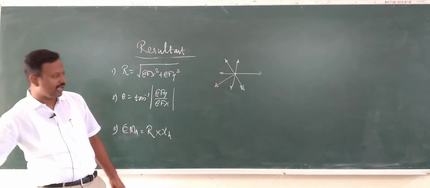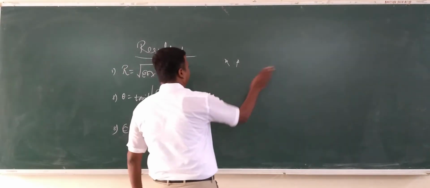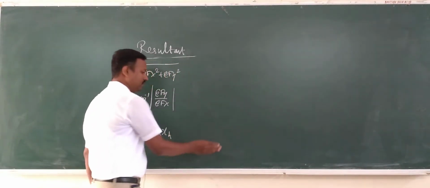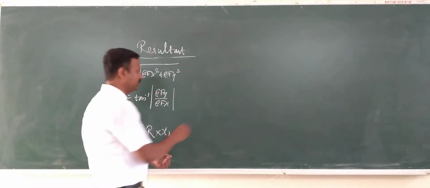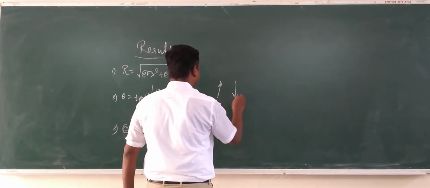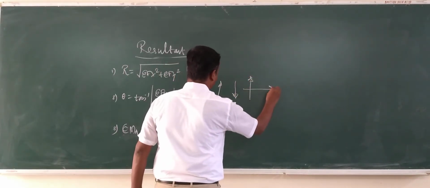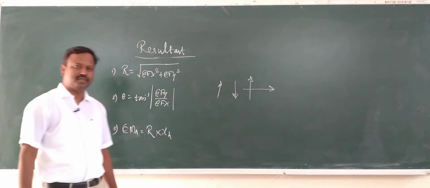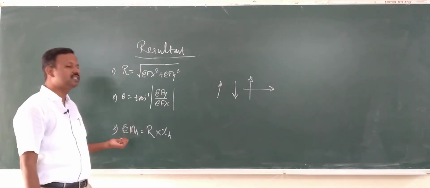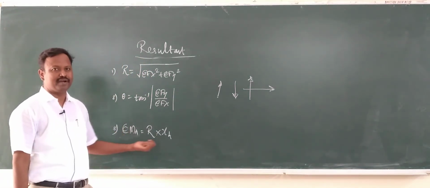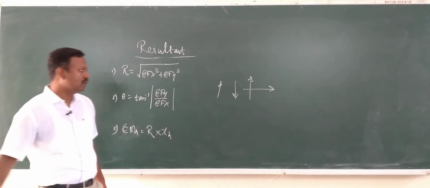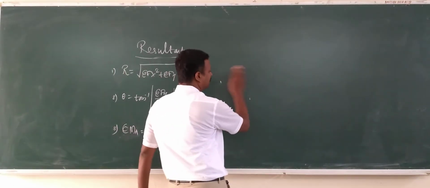Okay, let's go for the example of non-concurrent force system. So this is a non-concurrent force system where it requires the third step also, that is sum of moment at any point is equal to moment of the resultant with respect to the same point.